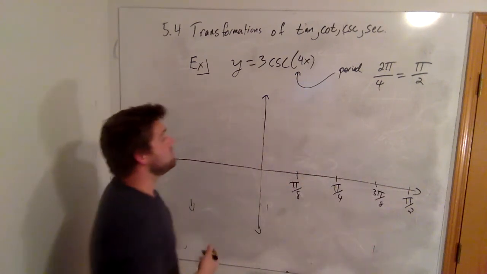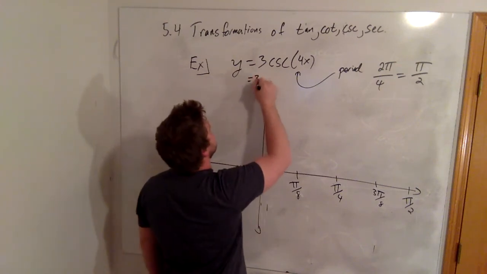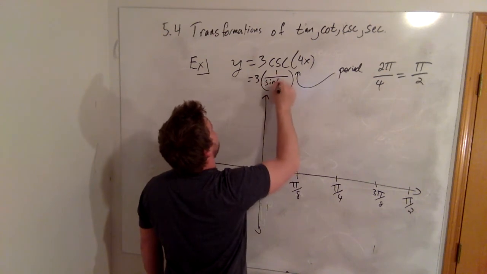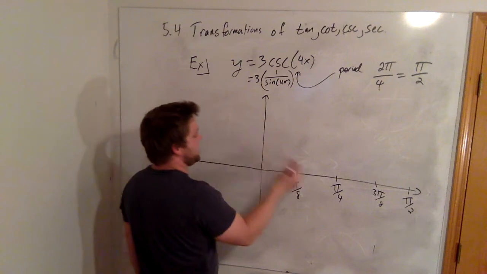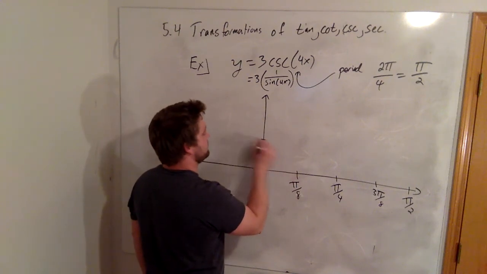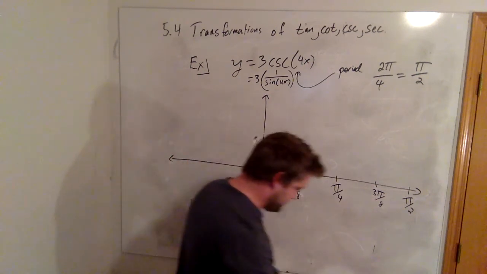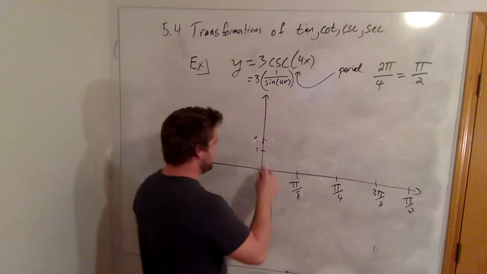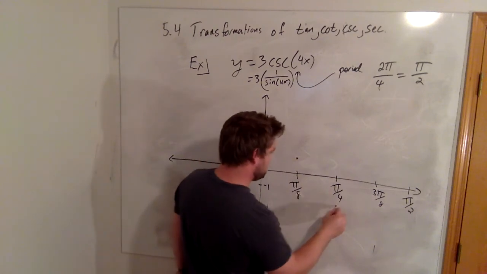Okay. And what I'm going to do here is graph sine first. The way I'm going to think about this is as 3 times 1 over the sine of 4x. That's how I like to think about it. So let's graph sine. Here's 1 and here's negative 1. Let's do this in red. Okay, so sine would normally look like this.